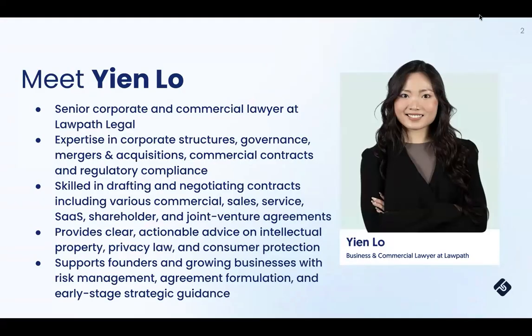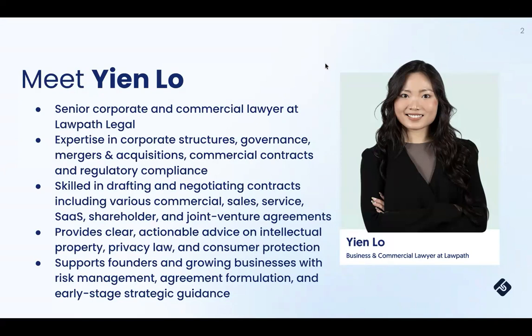I'll introduce our lawyer who will be joining us shortly. Her name is Yien Lo. She's a senior corporate and commercial lawyer at LawPath Legal. She's worked with us for a number of years and has a decade of experience and expertise in corporate structures, governance, M&A, commercial contracts, and regulatory compliance.